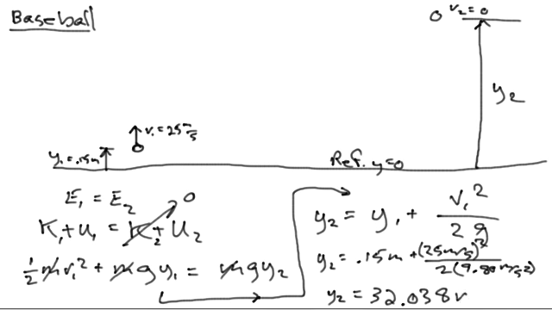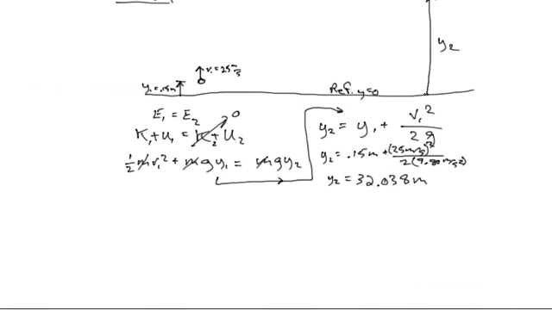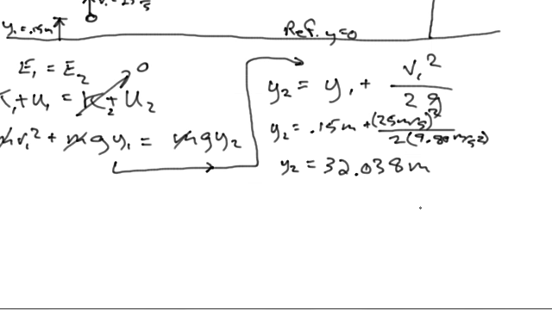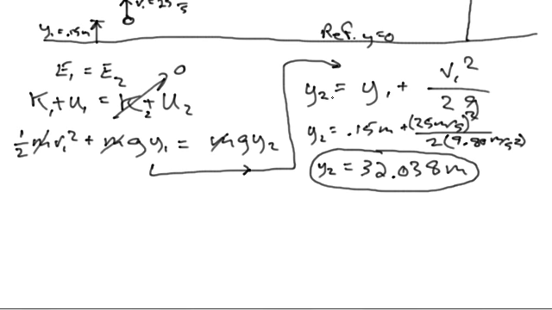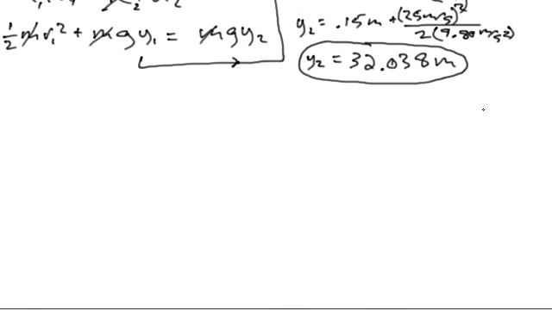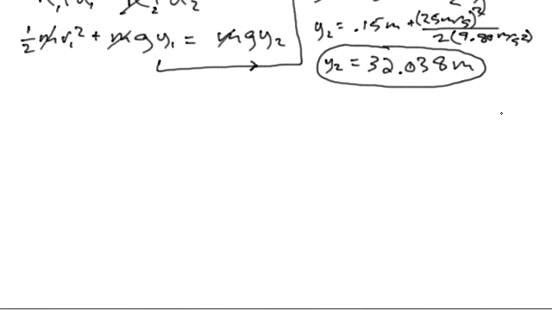32.038. It's supposed to come out in meters. It's meters plus, and then we got meters squared per second squared divided by meters per second squared. That does leave meters. Okay, so I got y2. So now what we're saying is we want the negatively charged particle to have enough negative charge so that the positively charged particle gets that far away from it.